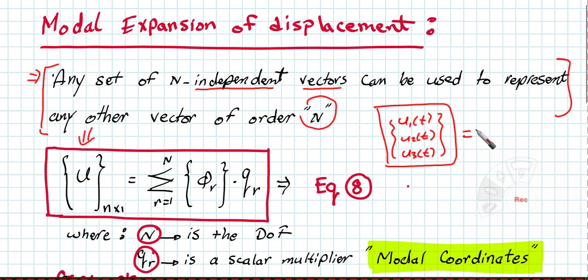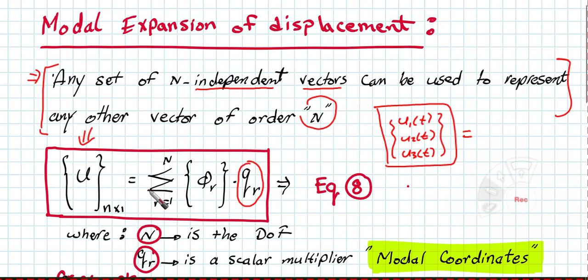So we need to have n independent vectors, in this form: the first vector, for example phi r, times a scalar quantity, q r. So we have one of the n independent vectors multiplied by this q r, and then the summation from r equal to 1 to n, the number of independent vectors.